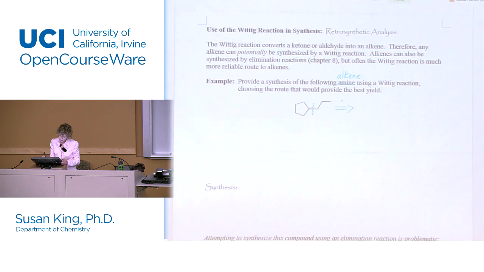Okay, so we're going to form this bond here. And if we do it, we could do it two different ways. We can form that bond two different ways. We can have the left-hand side be the carbonyl and the right-hand side be the Wittig reagent. Or we could have, and we'll call this strategy B, we could have the right-hand side be the carbonyl and the left-hand side be the Wittig. If we did that, it would look like this.